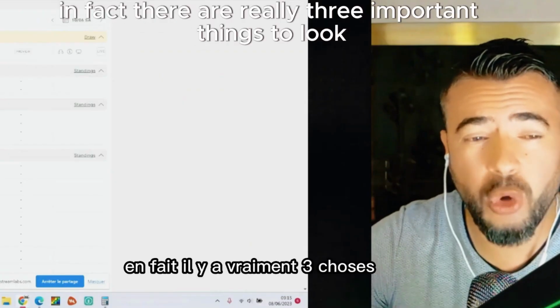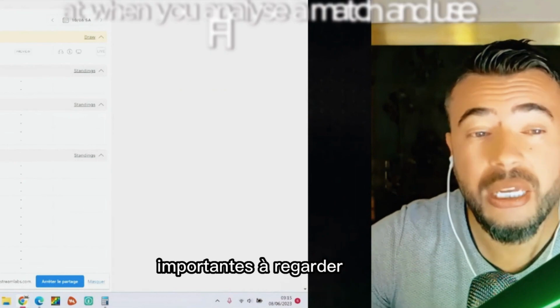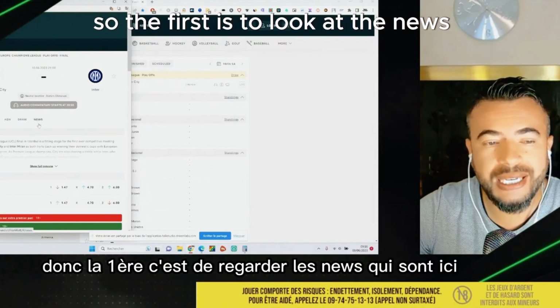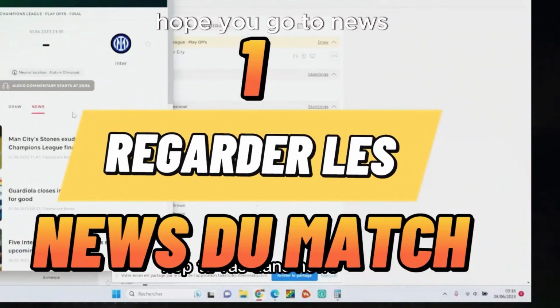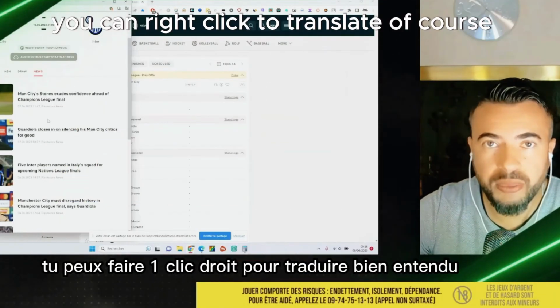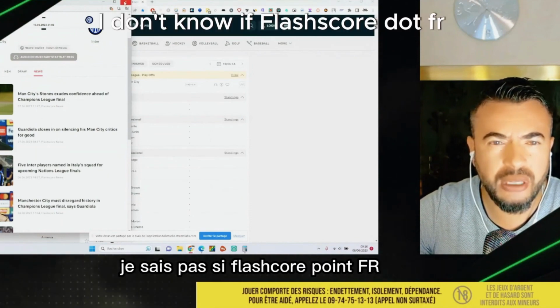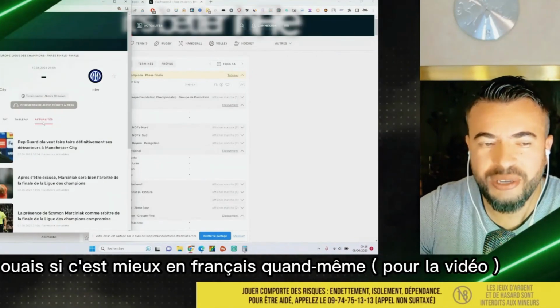In fact, there are really 3 important things to look at when you analyze a match and use Flashscore. The first is to look at the news that is here. You go to news, you can right click to translate, of course, because it's in English. I'm on flashscore.com. I don't know if flashscore.fr does the same. Let me test. Yeah, it's better in French though.